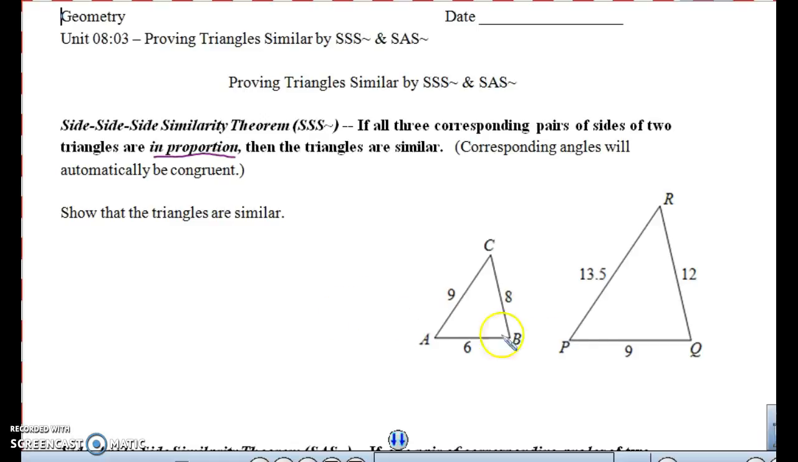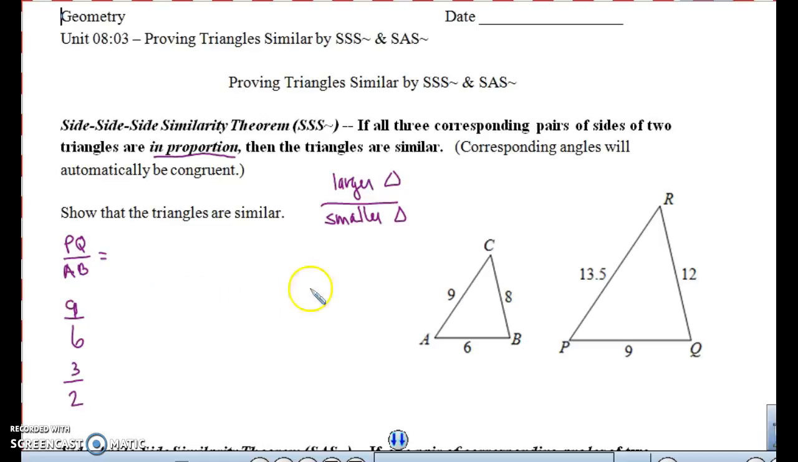So we are going to compare the larger triangle to the smaller triangle. We're going to compare the sides. So let's start with the shortest side of the larger triangle. All right, shortest side of the larger triangle would be PQ. So PQ would be compared to the shortest side of this triangle, which would be AB. All right, the ratio of that side would be 9:6. And 9:6 reduces to 3/2.